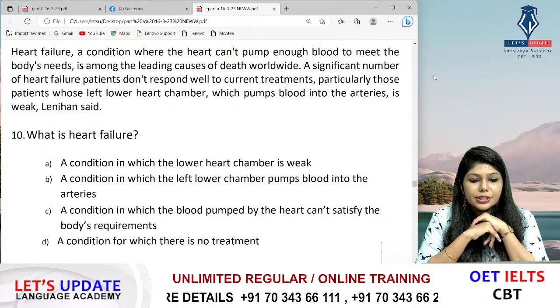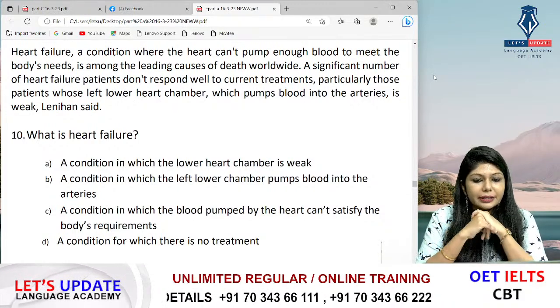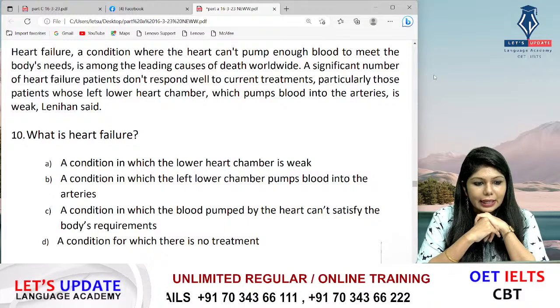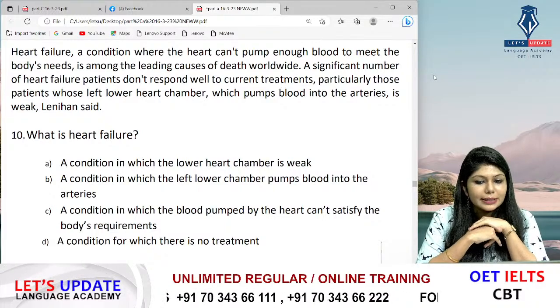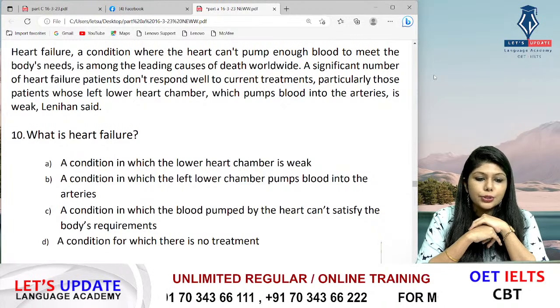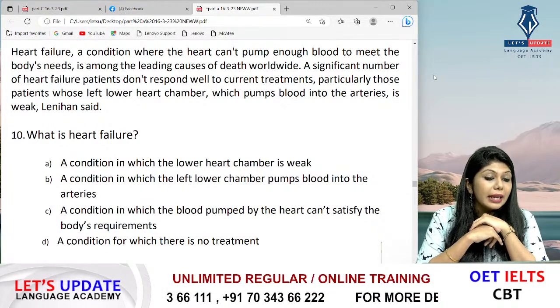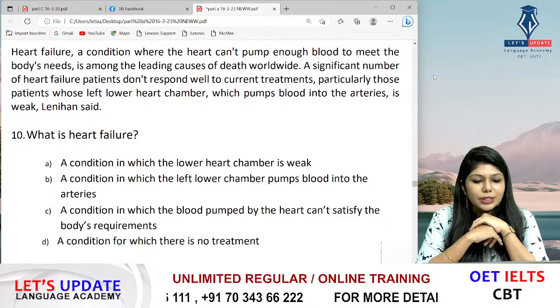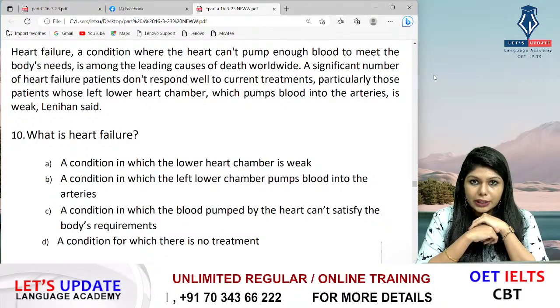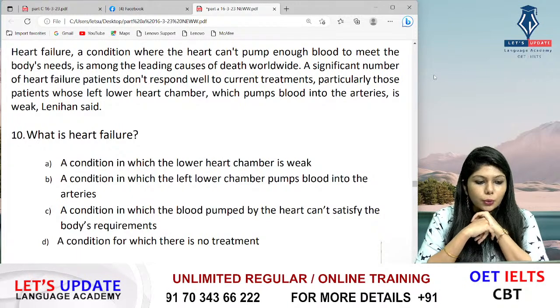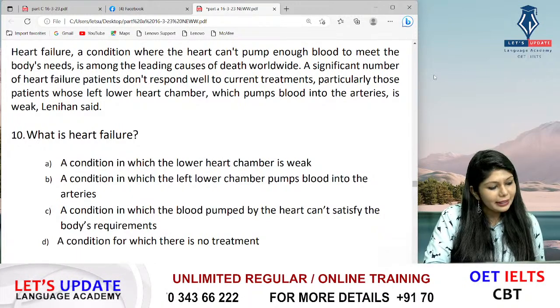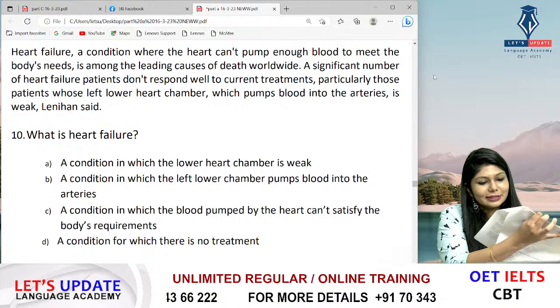Heart failure, a condition where the heart can't pump enough blood to meet the body's needs, is among the leading cause of death worldwide. A significant number of heart failure patients don't respond well to current treatments, particularly those patients whose left lower heart chamber, which pumps blood into the arteries, is weak, Lenihan said. So the question is, what is heart failure? And I can see your choice of answers coming up.